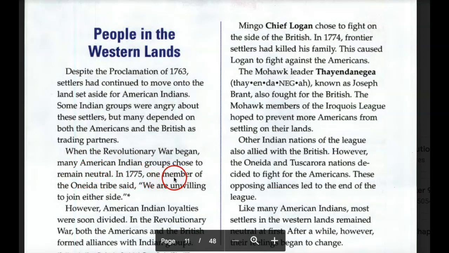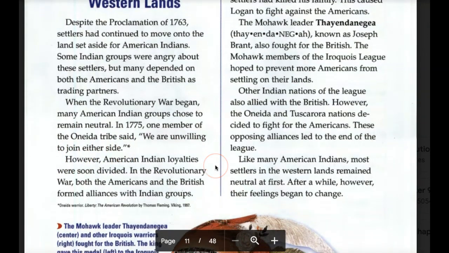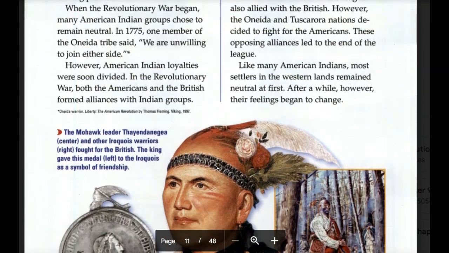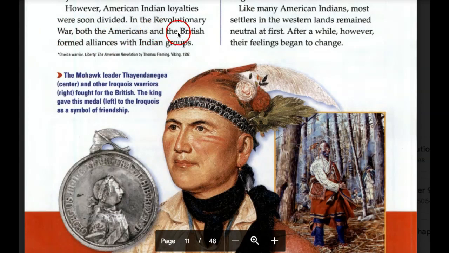In 1775, one member of the Oneida tribe said, quote, we are unwilling to join either side. However, American Indian loyalties were soon divided. In the Revolutionary War, both the Americans and the British formed alliances with Indian groups.